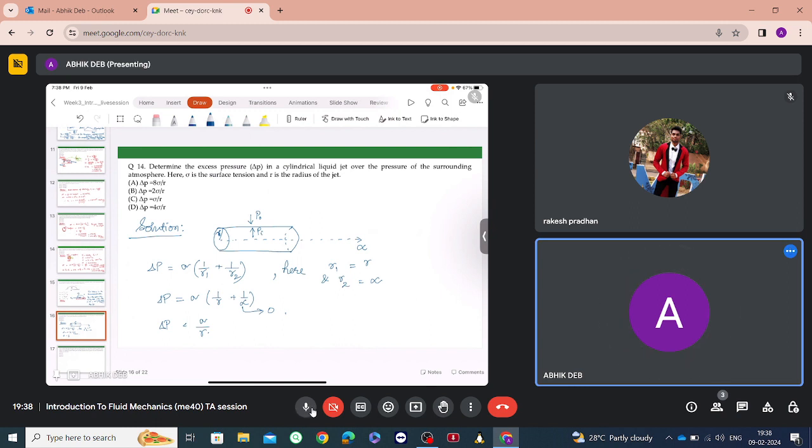That is, only the single radius of the cylindrical jet and the surface tension will define the pressure difference between the liquid jet and the surrounding pressure. Okay, so this is option number C. If there is any doubt in this, you can ask.